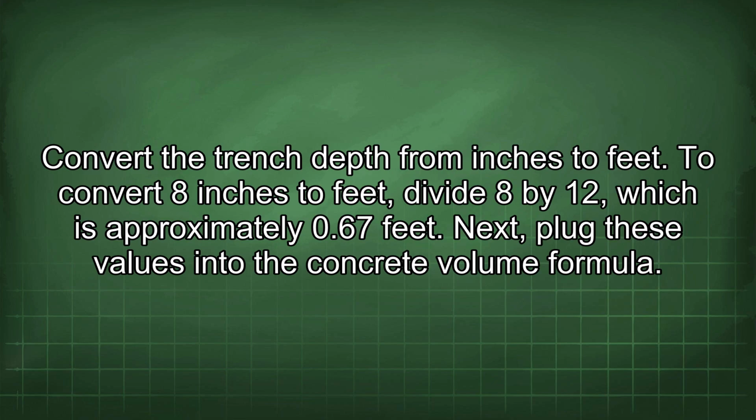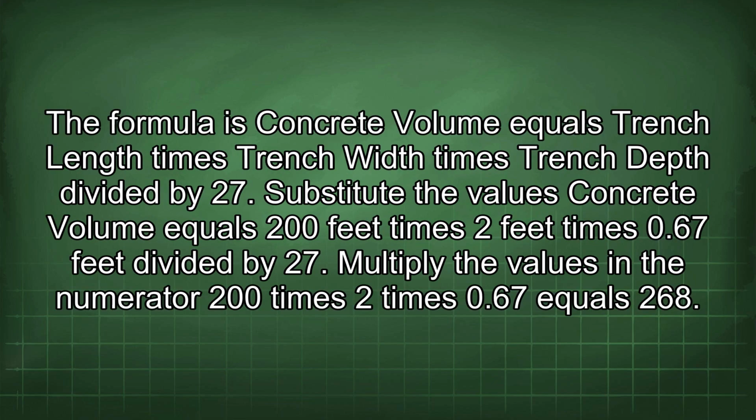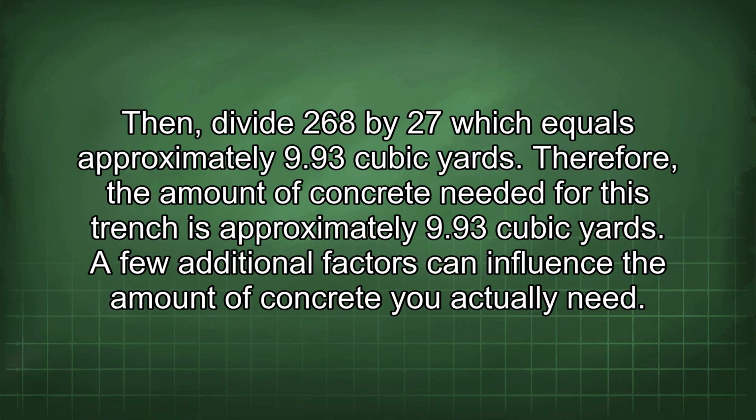Next, plug these values into the concrete volume formula. The formula is concrete volume equals trench length times trench width times trench depth divided by 27. Substitute the values: concrete volume equals 200 feet times 2 feet times 0.67 feet divided by 27. Multiply the values in the numerator. 200 times 2 times 0.67 equals 268. Then divide 268 by 27, which equals approximately 9.93 cubic yards. Therefore, the amount of concrete needed for this trench is approximately 9.93 cubic yards.